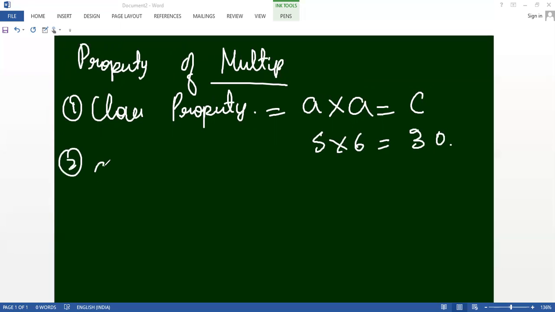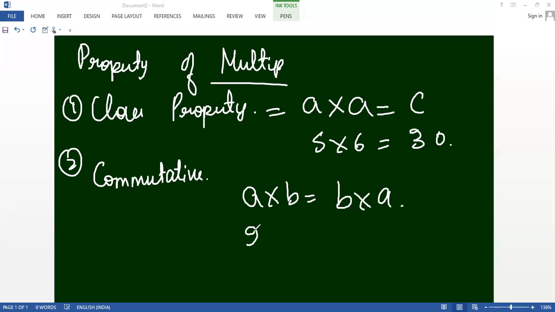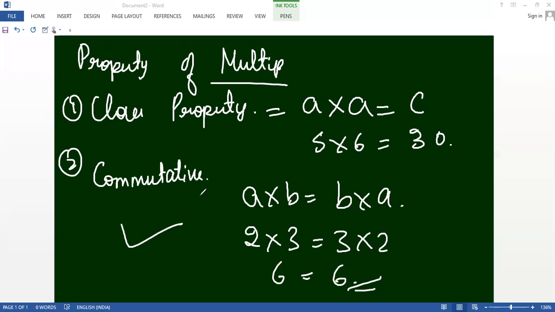And the second property is the commutative property. Here, A into B is equal to B into A. For example, 2 into 3 is equal to 3 into 2. So 3 2s are 6, and 3 2s are 6. So this proves the condition.